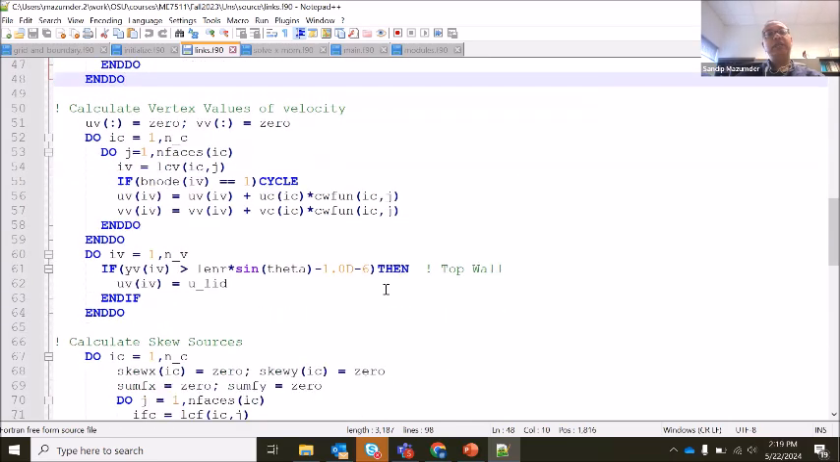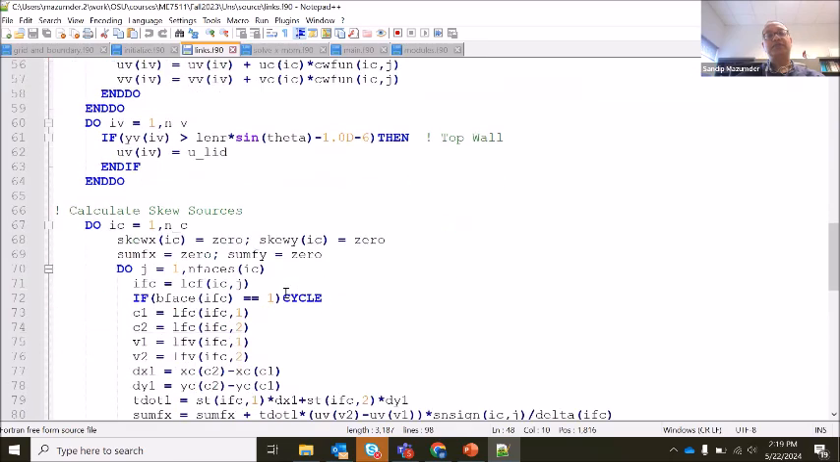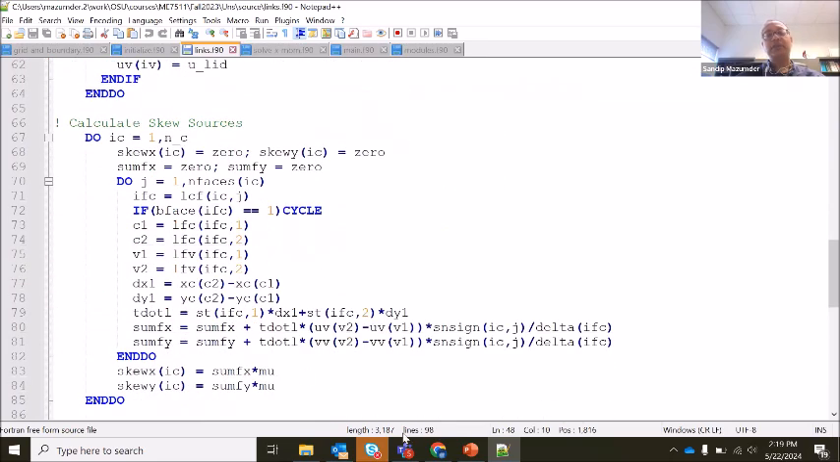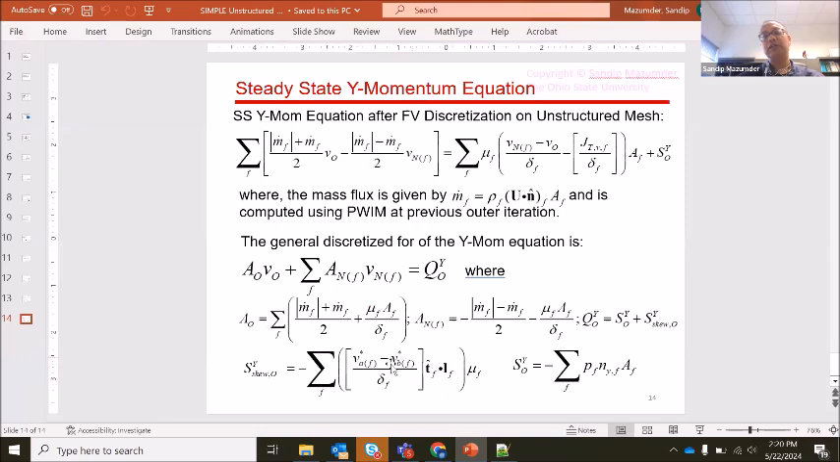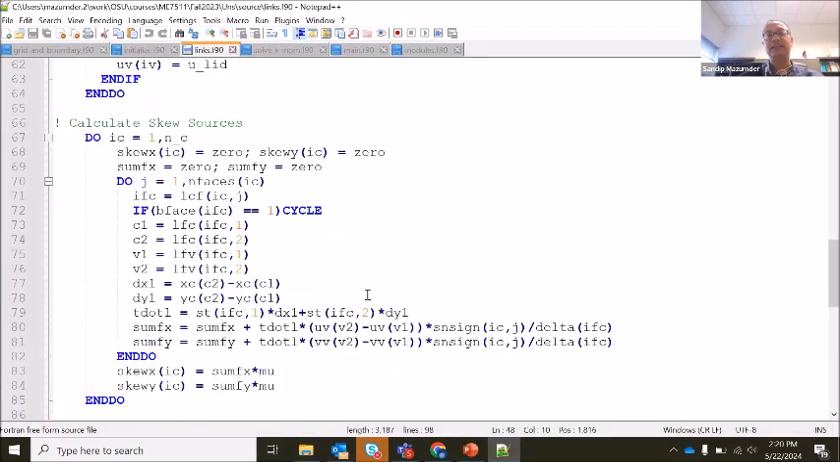And then what we get into is skew sources. For skew sources, I am actually executing this formula, okay, right there. So I have two vertex values, difference of those two, then T dot L times mu divided by this distance or delta, okay? And that's again what we are doing here. And this is something again that I explained in the unstructured mesh lectures, okay?